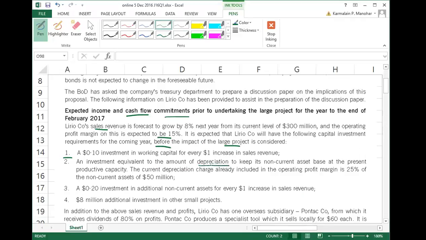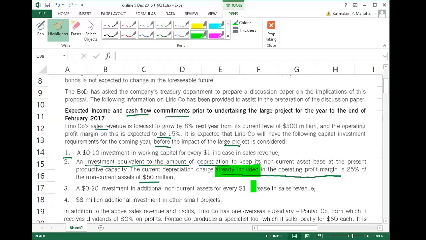Remember we saw this when we did the study school? What does this line, an investment equivalent to the amount of depreciation, mean for us? As it is already included in the operating margin of 25%. Nil effect. Very good. And again, nil effect only because of this line here. Nil effect because it is already included. If it wasn't included, then we would have been in trouble. Everybody okay?